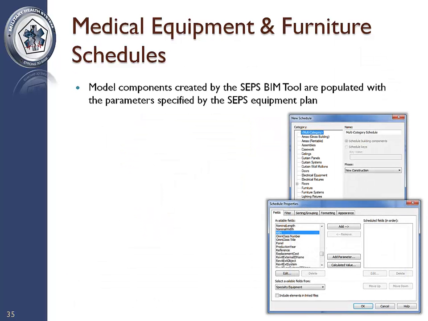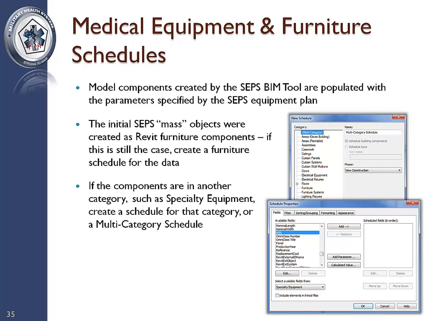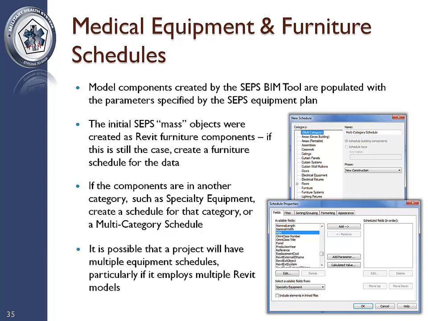Model components that are created by the CEPS BIM tool also create and populate MHS data parameters for each component. The initial CEPS mass objects were created as Revit furniture components. If this is still the case, create a furniture schedule for the data. If the components are in another category, such as specialty equipment, create a schedule for that category or a multi-category schedule. It is possible that a project will have multiple equipment schedules, particularly if it employs multiple Revit models.